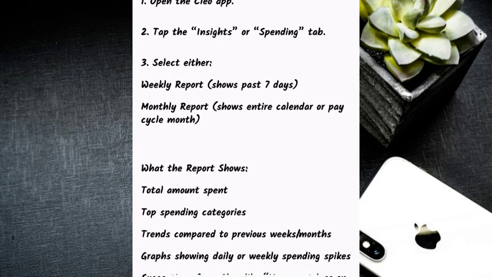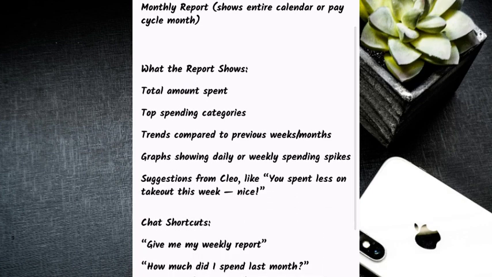Now, what the report shows you is, one, the total amount spent. It also shows top spending categories. Likewise, it shows trends compared to previous weeks or months. And there's also a graph that shows daily or weekly spending spikes, and suggestions from Cleo, like, you spent less on takeouts this week, nice, and all that. You get those kinds of suggestions from Cleo.